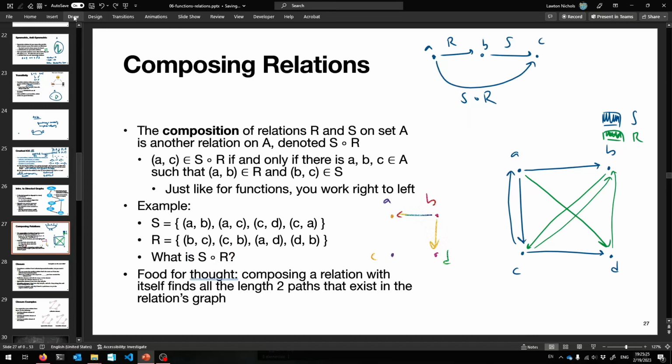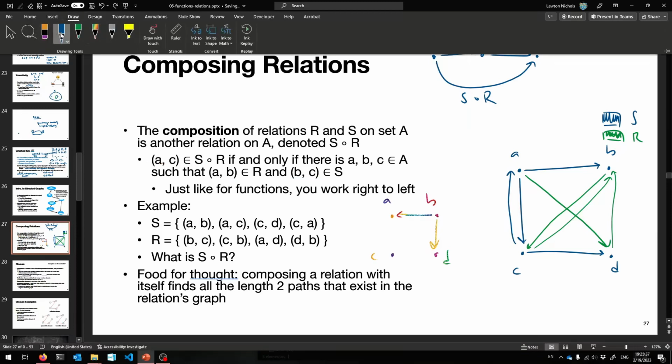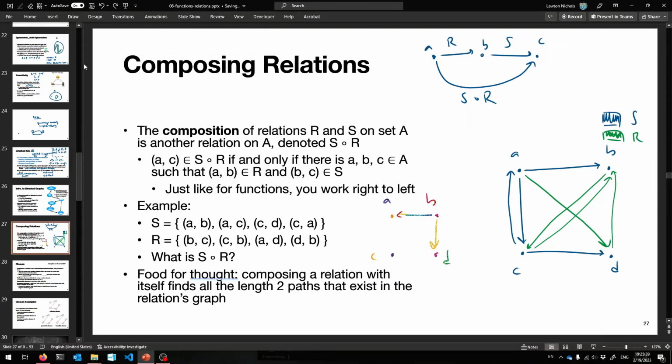Okay? That's the idea. If you know that A and B are in R and B and C are in S, then you can conclude that A and C are in their composition relation. All right? That's very similar to function composition. And if that was too confusing, here's an easier way to think about it. Composing a relation with another relation is just finding paths of length 2 where the first one is green and the second one is blue or something.